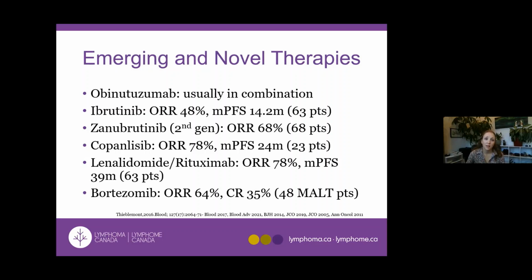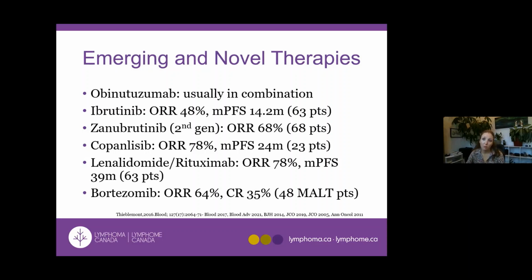There are medications that end in -inib, so ibrutinib and zanubrutinib. These are called BTK inhibitors, so they are pills that affect a different signaling pathway within the B cells, and we can see that response rates can be up to 50 to 60% in these individuals.